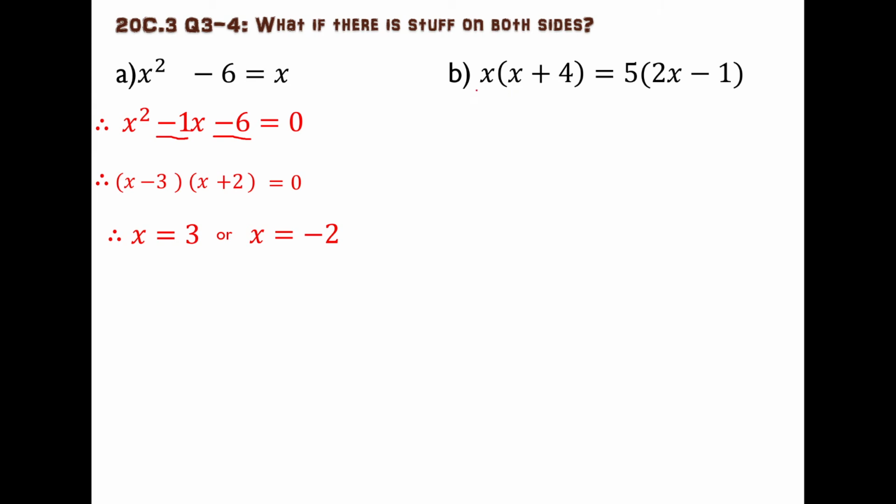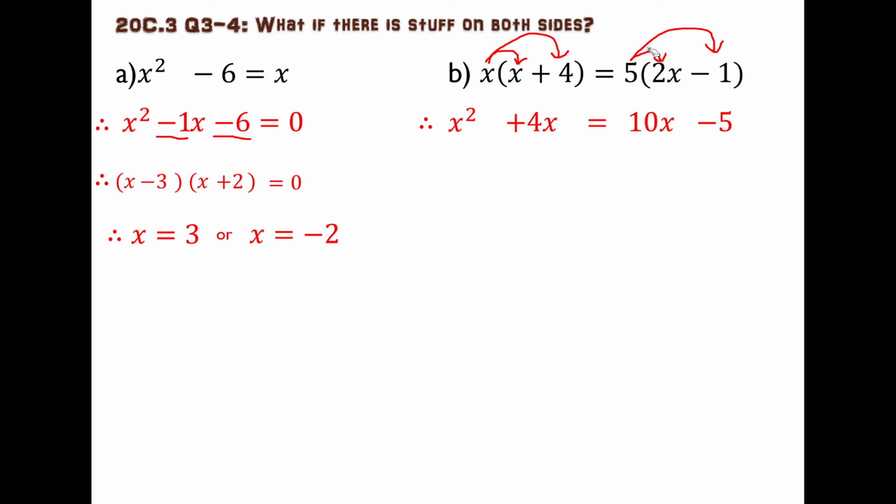Because we're not used to seeing it already factorized like this. So because we've already got brackets here, to get it to look like this with everything on the left equaling 0, I'm going to expand the brackets. X times x is x squared. X times +4 is +4x. And that equals 5 times 2x is 10x. 5 times -1 is -5.